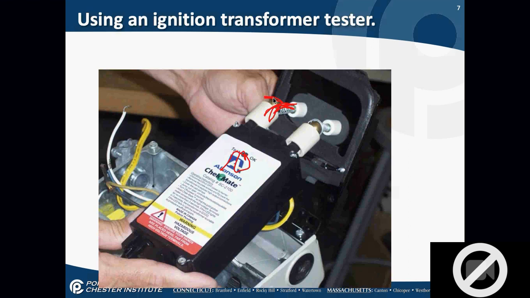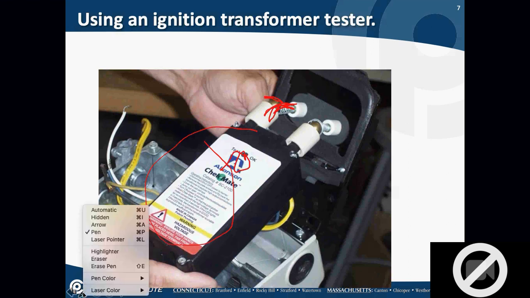Solid-state ignition testers, again, I still think the ohming-it-out method works the best. It's always helped me find the bad igniters. In all the time I was doing oil, I never had one of these. I used the ohm-out method. It worked every time. So I have a question. If you want to ohm out this transformer, how exactly would you go about doing that?